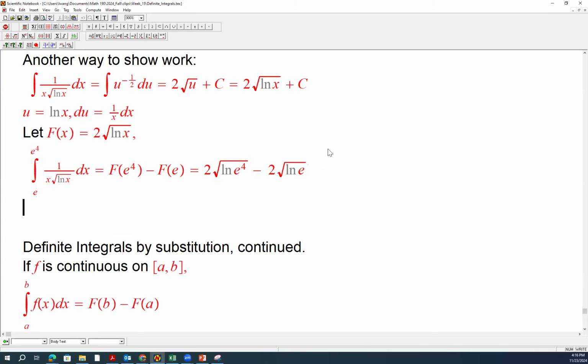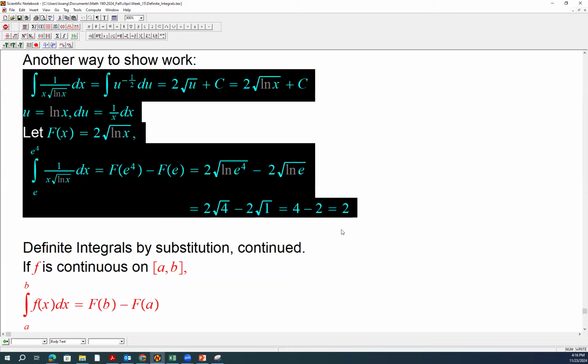Then you just evaluate, and finish. So that equals 2 times root 4, because ln e to the power 4 equals 4, minus 2 times ln e, which equals 1. So in the end, we get 2 times 2, which is 4, minus 2. Okay, so that's another way to do it.